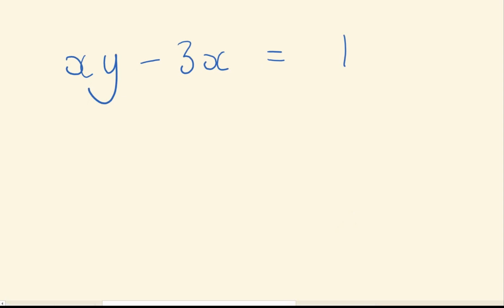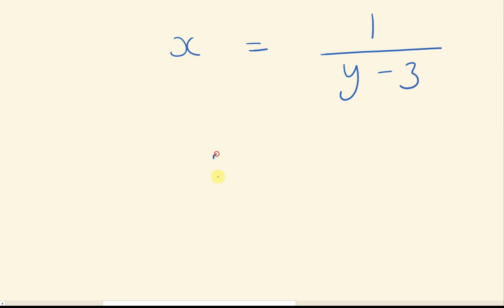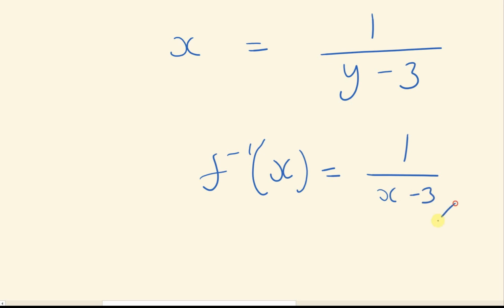Next, we only want x to appear once. We do that here by factorising it. So it's going to be x brackets y minus 3 equals 1. Lastly, the opposite of timesing by this stuff is dividing by this stuff. So x will just be 1 over y minus 3. Then we're done. So my inverse function will just be this, 1 over x minus 3.